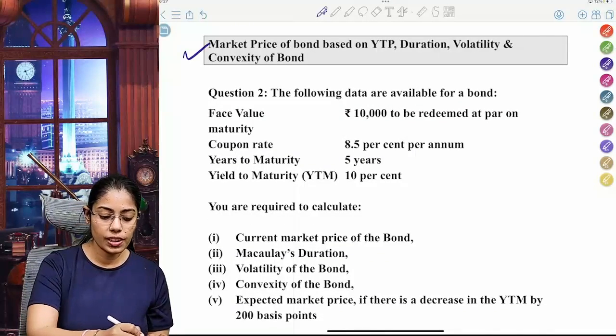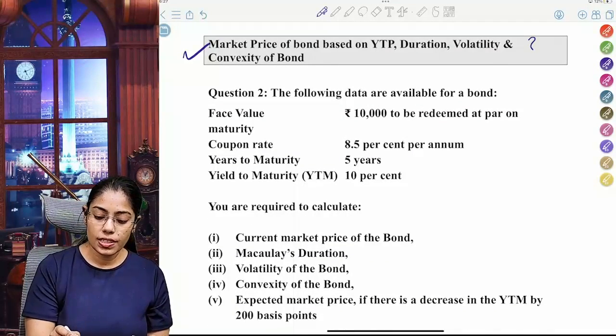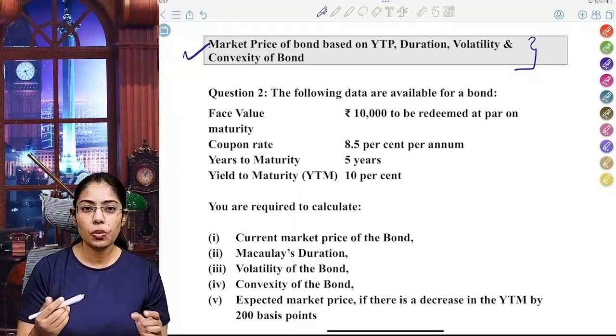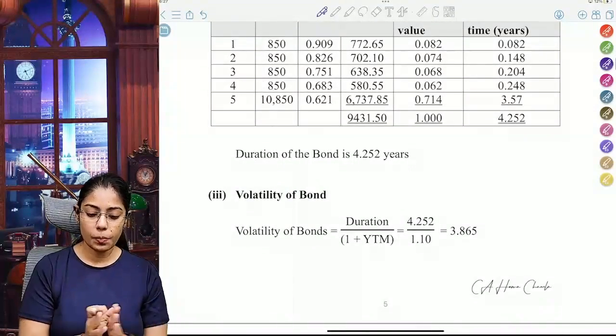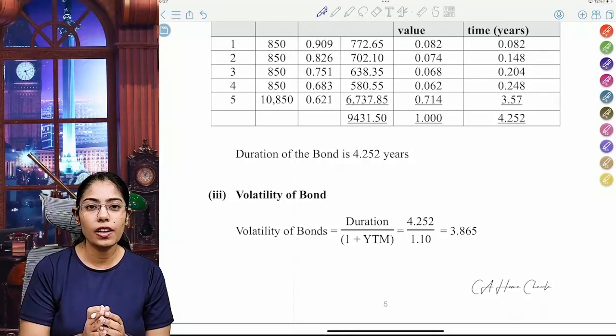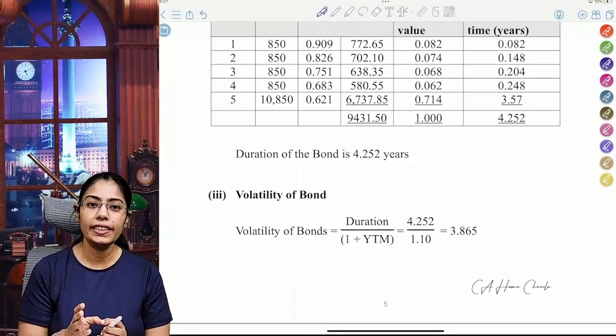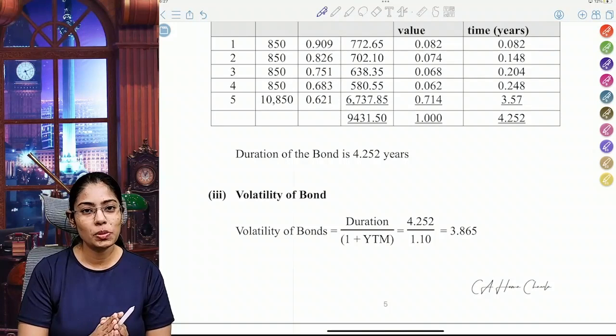These are the topics and concepts on which the questions are given in the RTP. The entire RTP file will be available for download on the website. The link will be given in the description box.